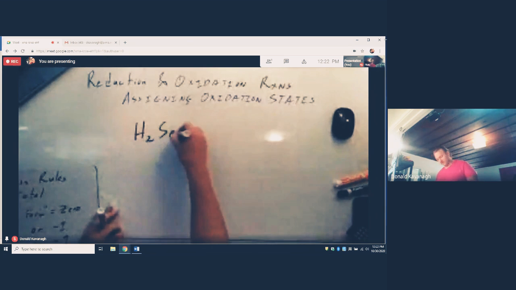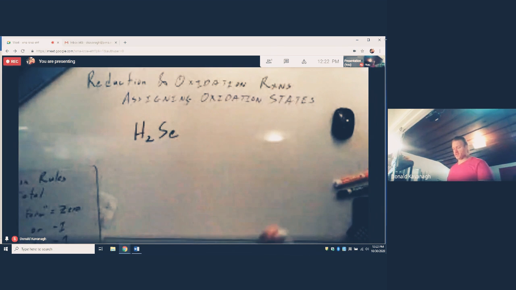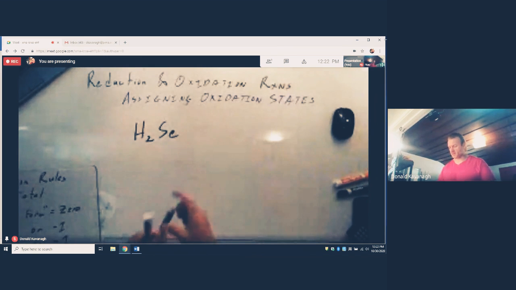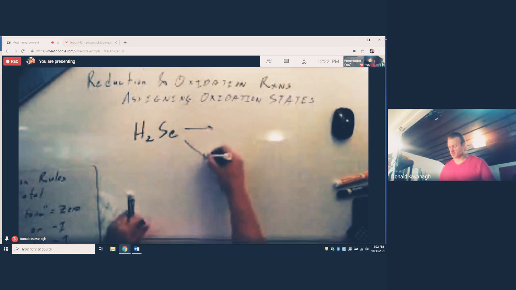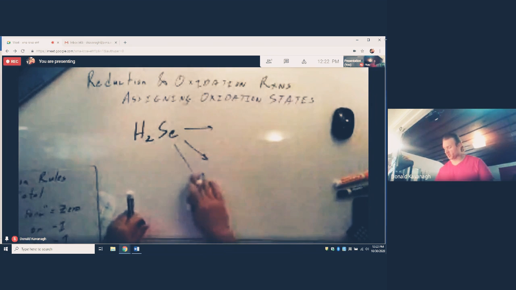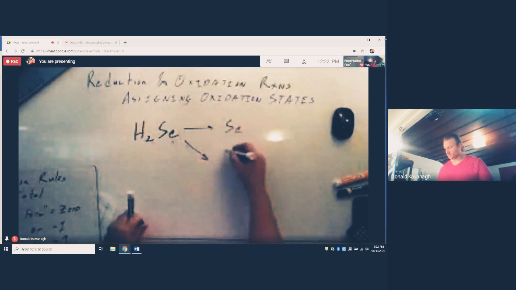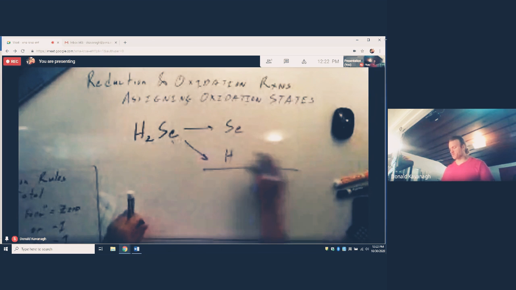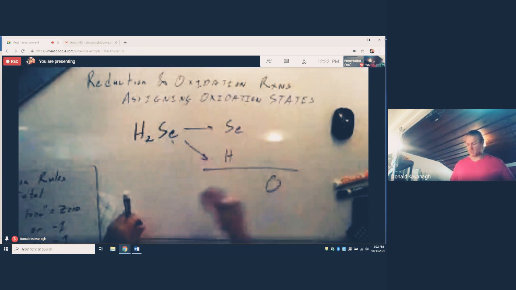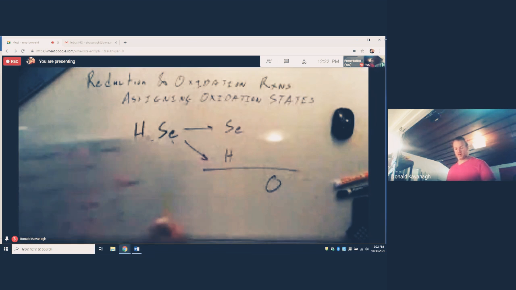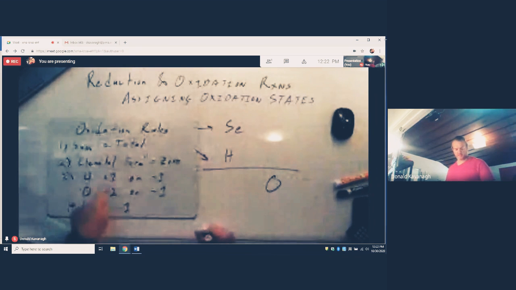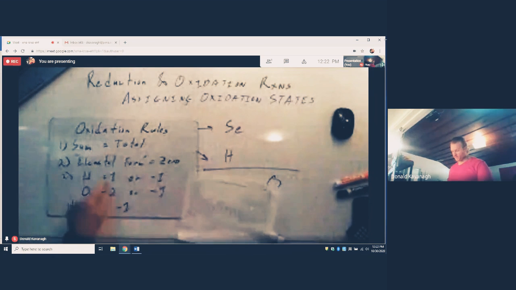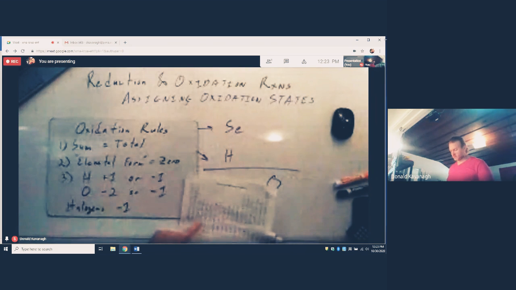Dihydrogen selenium. What is the oxidation state of each of the atoms that are present in here? Again, the sum of the individuals must equal the total. So there's no number written up here, so this sum must equal 0. Little rule for hydrogen: hydrogen is either a +1 or a -1. Now, hydrogen is a +1 oxidation state when it is bound to a metal, and it is a -1 oxidation state when it is bound to a nonmetal.